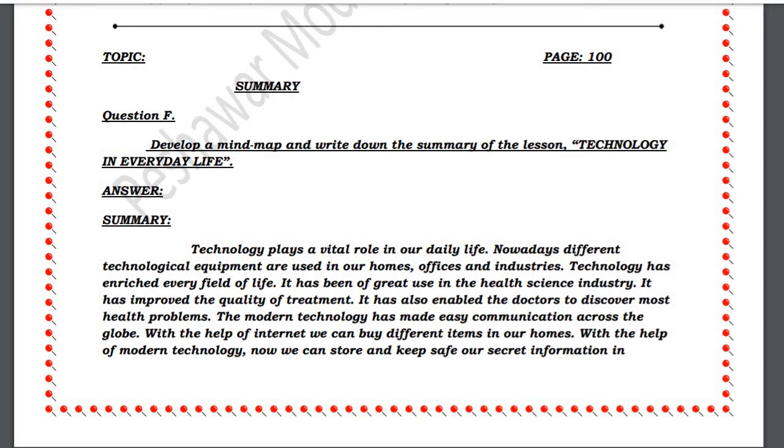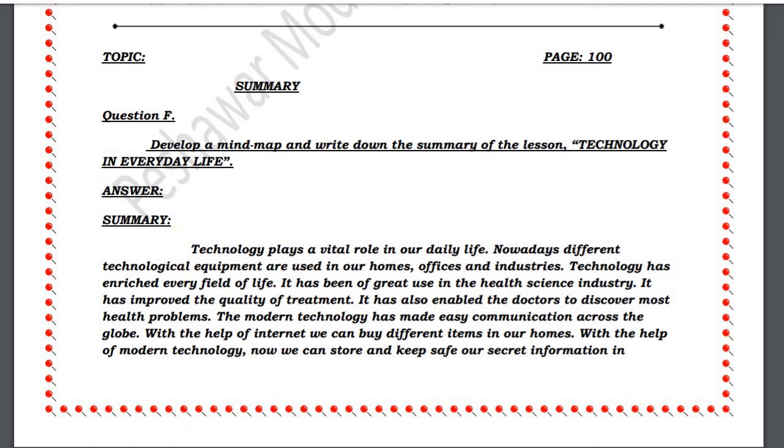Clear? You know how to draw a mind map, how to make a mind map for it, and you know it very well which points are to be made its part. Clear? So this is your activity for today. Let us start with the summary.